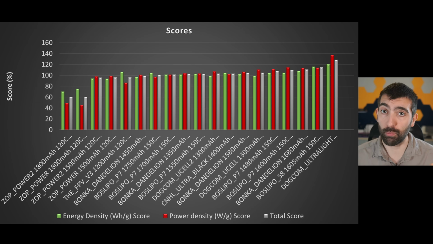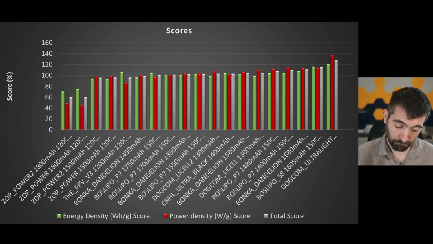These are all good packs, they perform well. Price and availability are key. Don't pay over the odds for them. And if one or other of them is more expensive than the others, where you are, it's not worth it. Just buy the cheaper one. In the UK today, the DOGCOM U-Cell is amazing value for the performance that you get. And the CNHR Ultra Black is way too expensive and don't buy it.